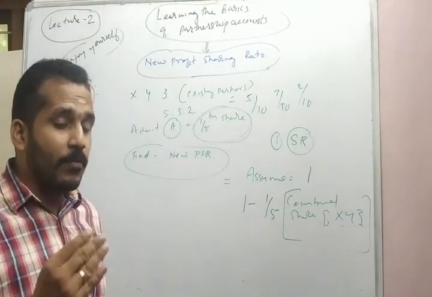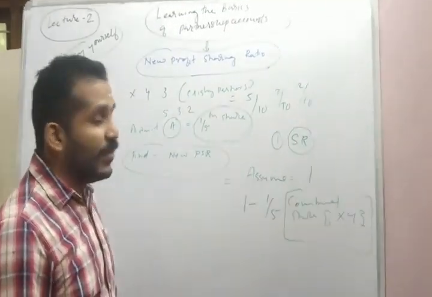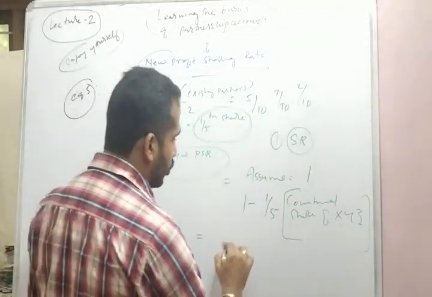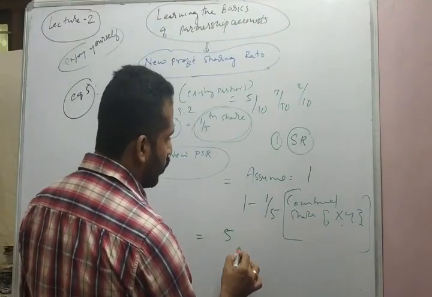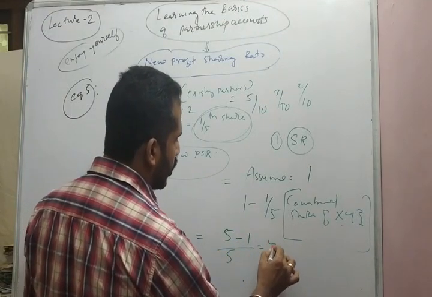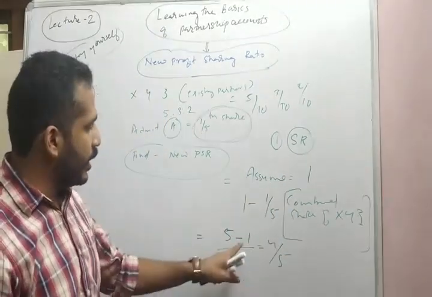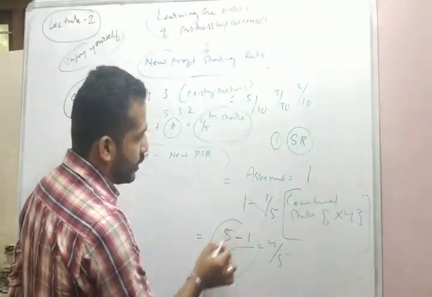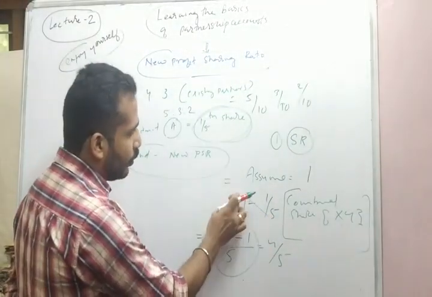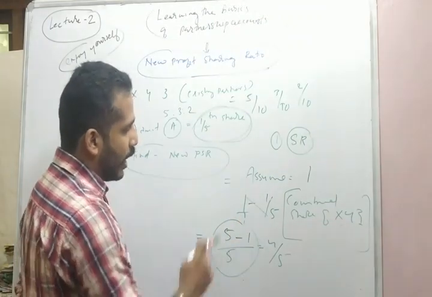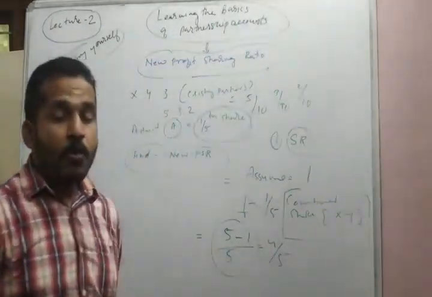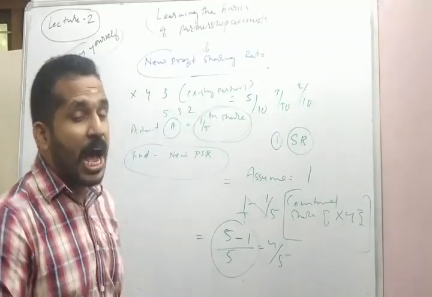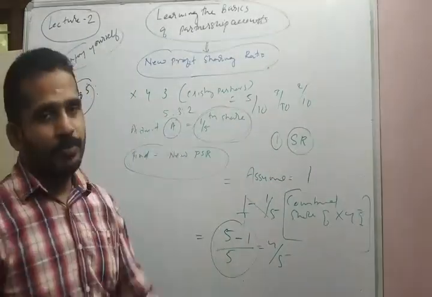If you deduct that 1 by 5 from the total share of 1, we will get the combined share of X, Y, Z, which is equal to how much? 5 minus 1 divided by 5, that is equal to 4 by 5. How did we arrive at 5 minus 1 divided by 5? Cross multiply this. 1 means 1 by 1. So 5 into 1, 5. 1 into 1, minus 1. 1 into 5, 5. So 4 by 5. So the combined share of X, Y, Z is 4 by 5 after the admission of A.